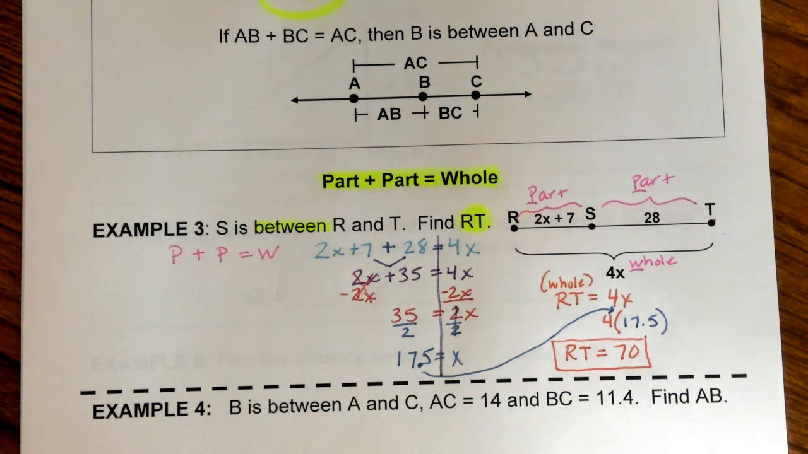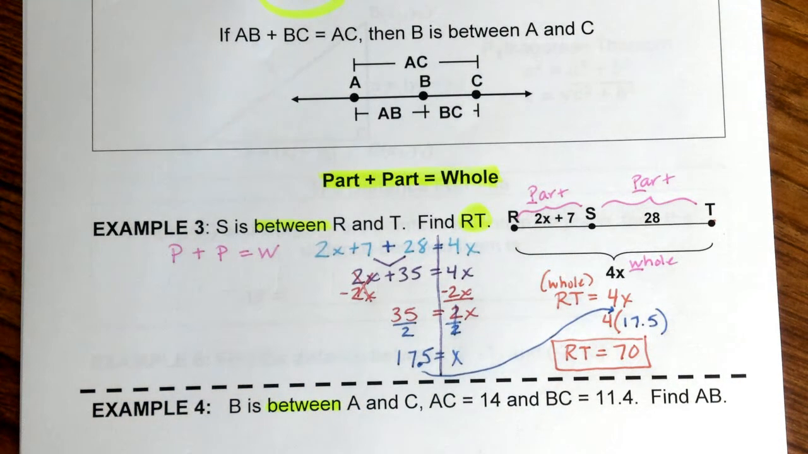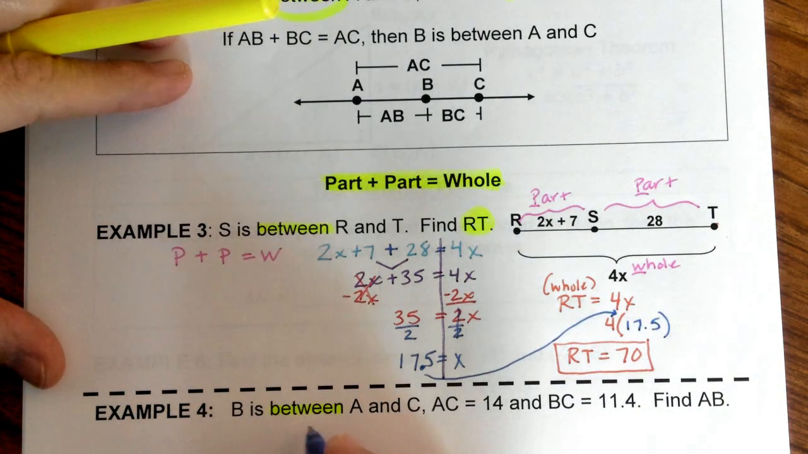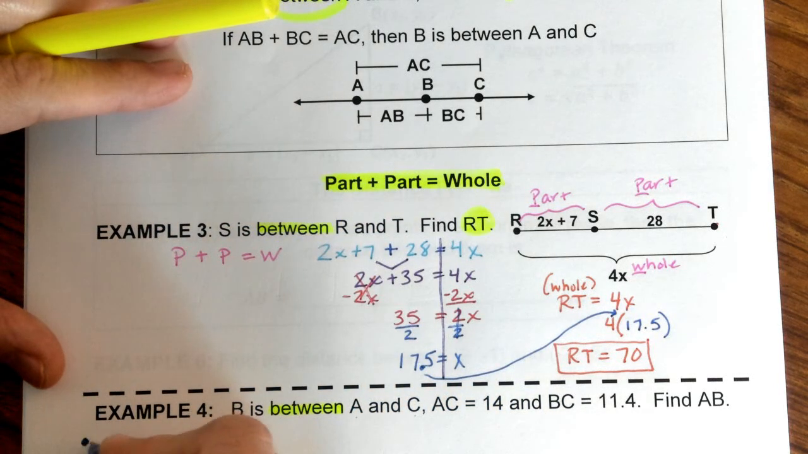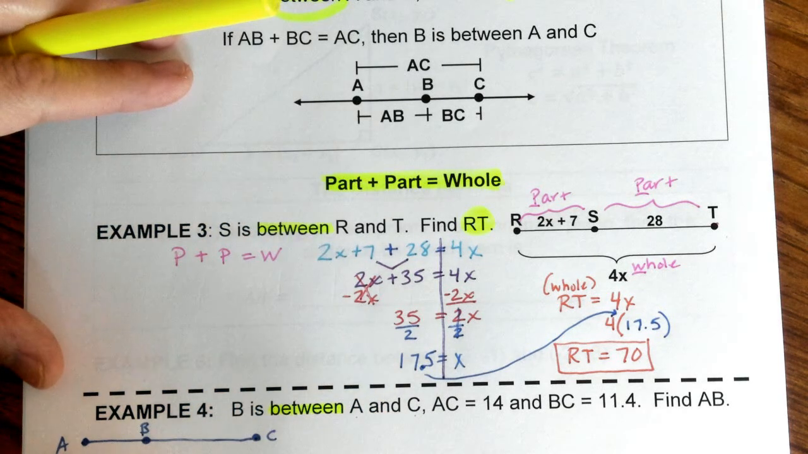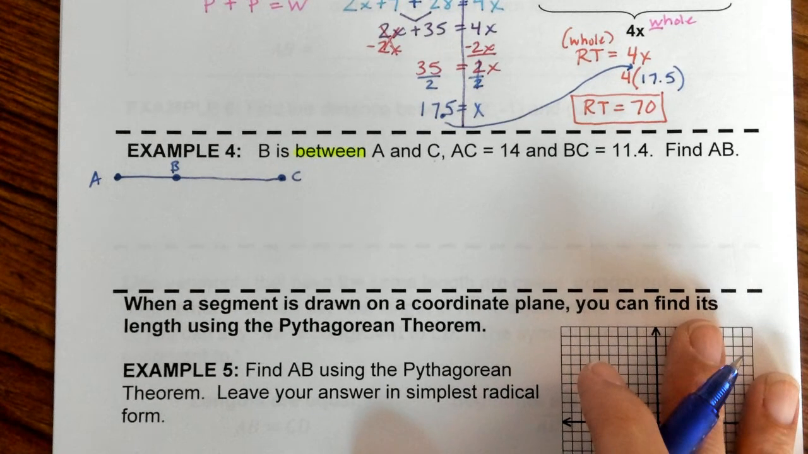Now we're going to take a look at the next problem here. And we are going to have to draw this one out. So B is between A and C. So when we draw our segment, B is between A and C. These are going to be our end points here. So we have A and we have C. B is somewhere between them. We don't know which little segment, AB or BC, we don't know which one's bigger or smaller. So we just put it between.